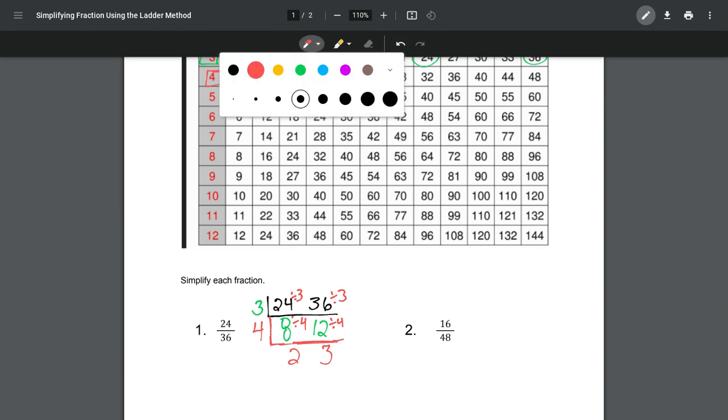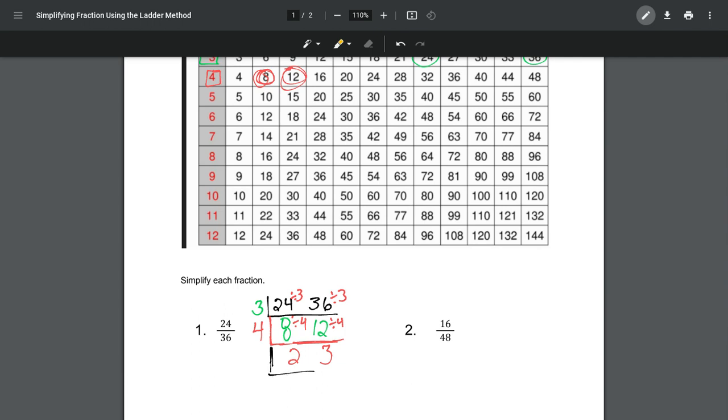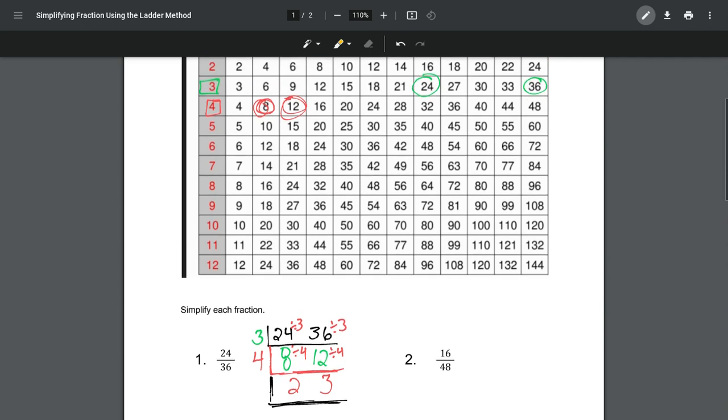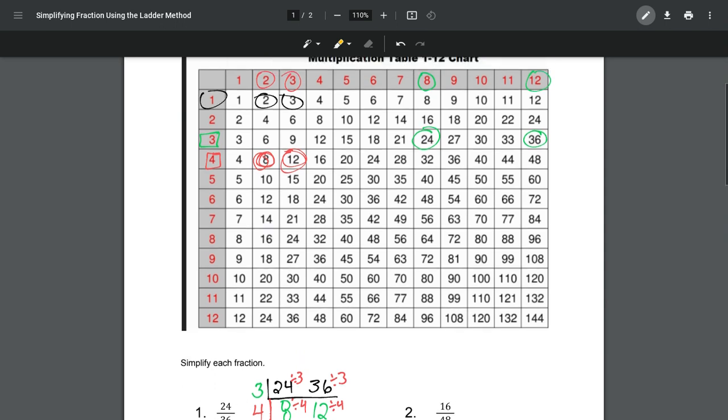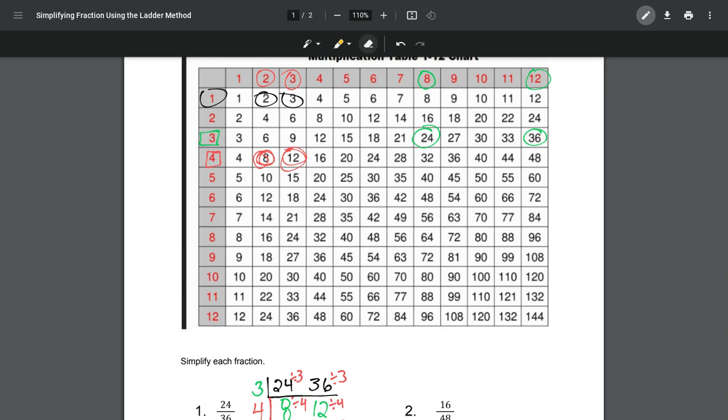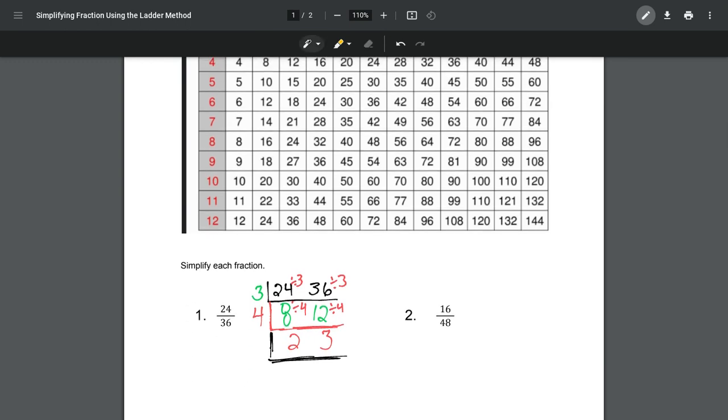Now, the only number that will go into a 2 and a 3 is just 1. Once the only factor is a 1, you're done. That's the fraction simplified. So you don't have to do anything. Only a 1 will go into 2 and 3. So this becomes your numerator of the simplified fraction, and this is your denominator of the simplified fraction.